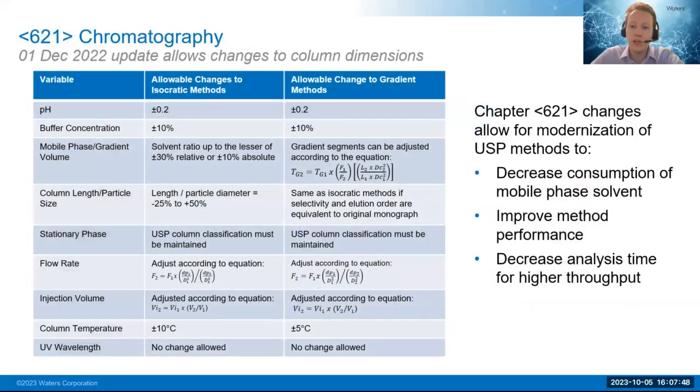But before we go into method scaling, I wanted to take a moment to mention an update to chapter 621, titled Chromatography of the USP. So prior to December of last year, there were no allowable changes to column dimensions for gradient methods for any USP monographs. So with this December 2022 update, several variables can be changed as is shown in the table, with the most significant change being able to alter the column length and particle size.